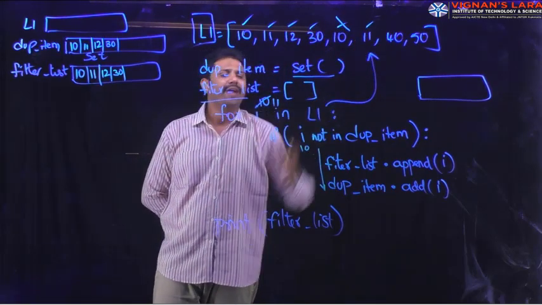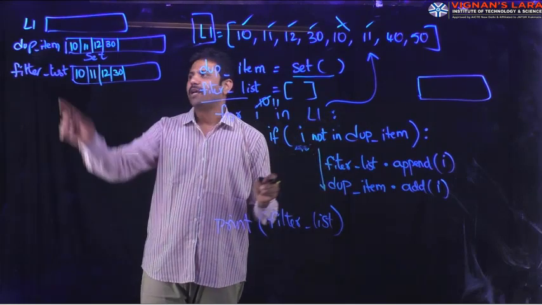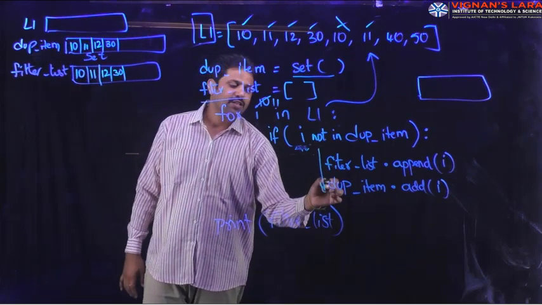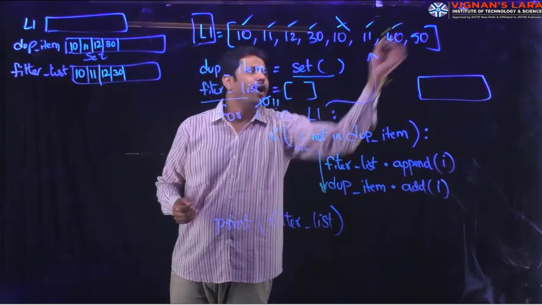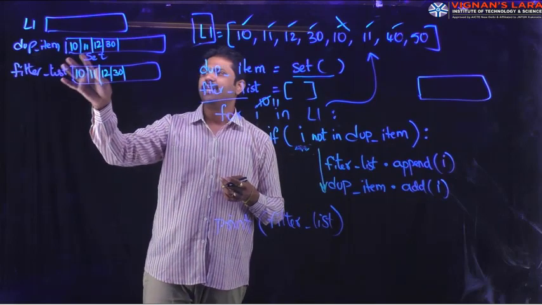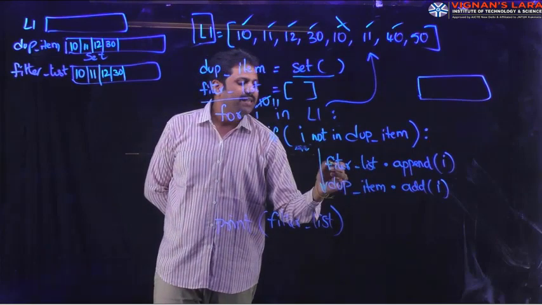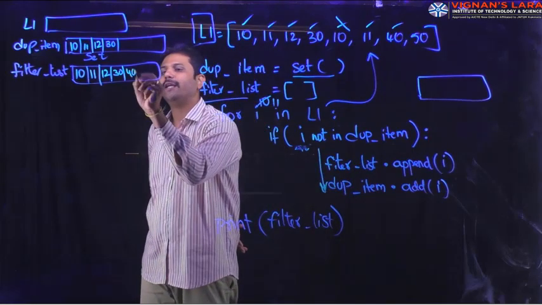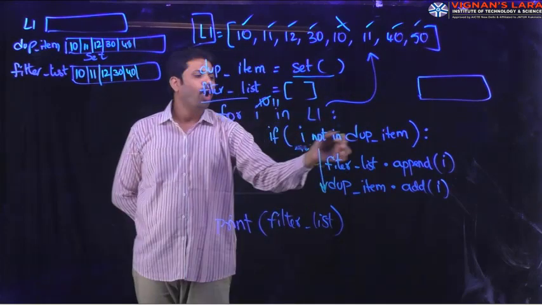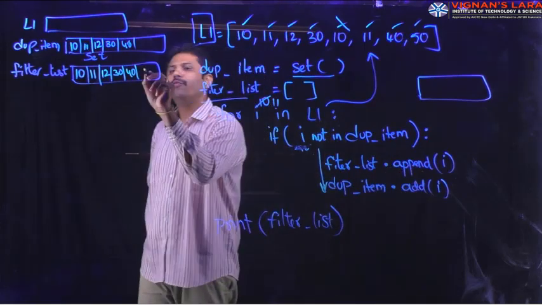Next, again you have 11. 11 not in duplicate items. Check the duplicate items. Duplicate items contain 11, that's why again it is not executed. Next, finally 40. 40 not in duplicate item. Check the duplicate item: it contains 10, 11, 12, 30, but not 40. The condition is true, so it updates the filter list and duplicate items with 40. Next, 50. 50 not in duplicate items, the condition is true, so it appends the value 50 finally.